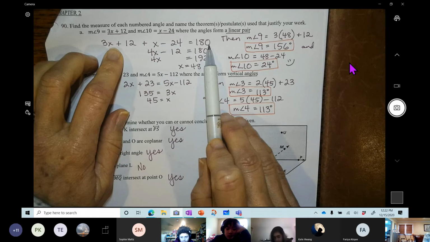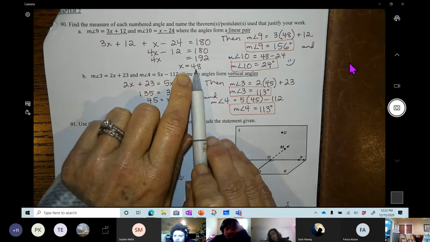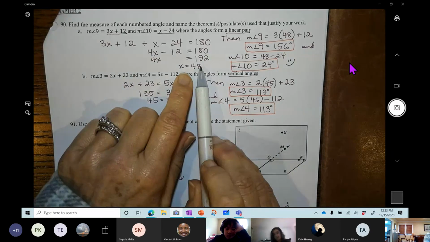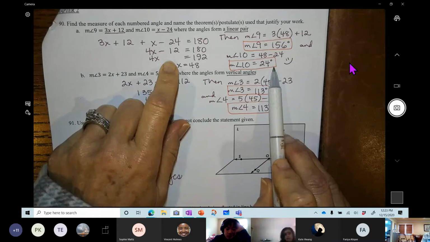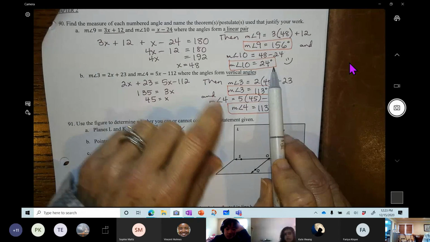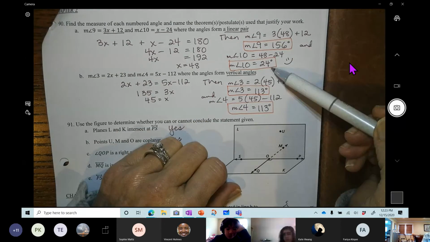So then once you simplify, that's 4x minus 12, add 12 to both sides, I got x equals 48. And then, like it says, find the measure of each numbered angle. So I took the 48, I put it back into here for 3x plus 12, got 156. And I put it back into here for measure of angle 10, and I got 24. And if you'll notice, 156 plus 24 gives me 180. Yay, I know I'm right. That's why I earned the happy face there.